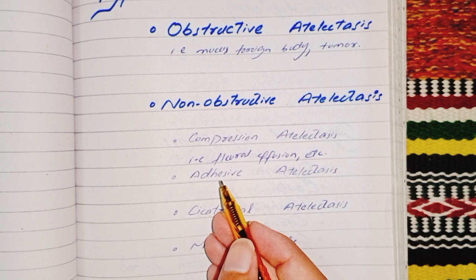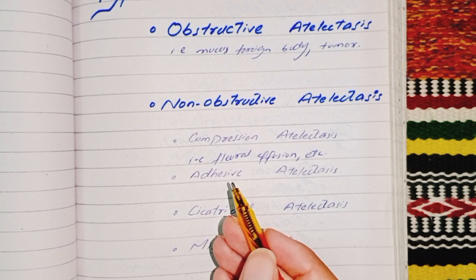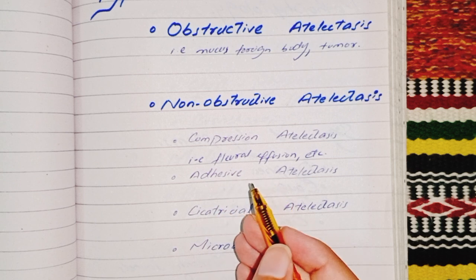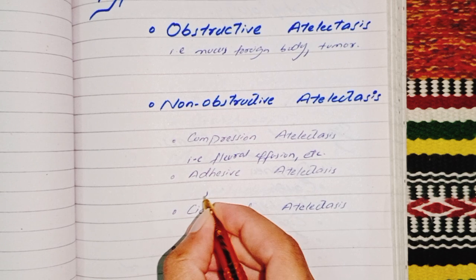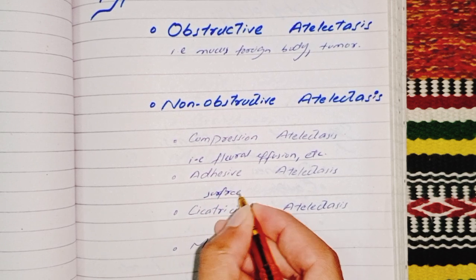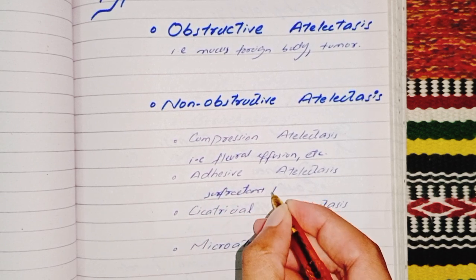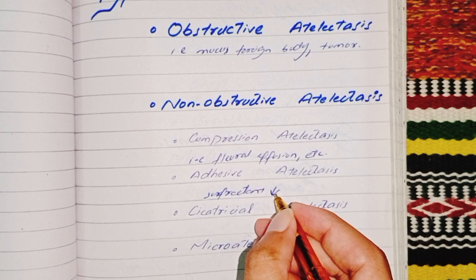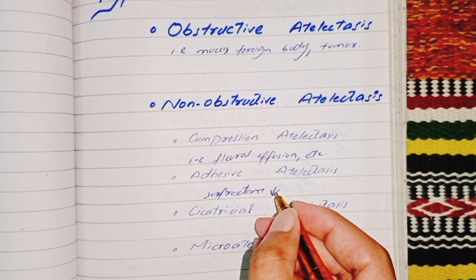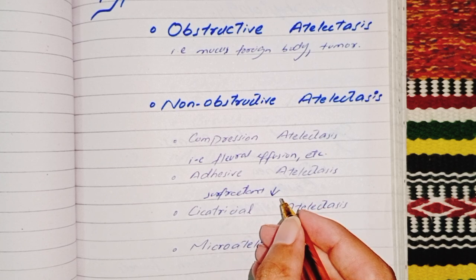Adhesive atelectasis occurs when surfactant, a substance that keeps alveoli open, is deficient, often seen in acute respiratory distress syndrome.